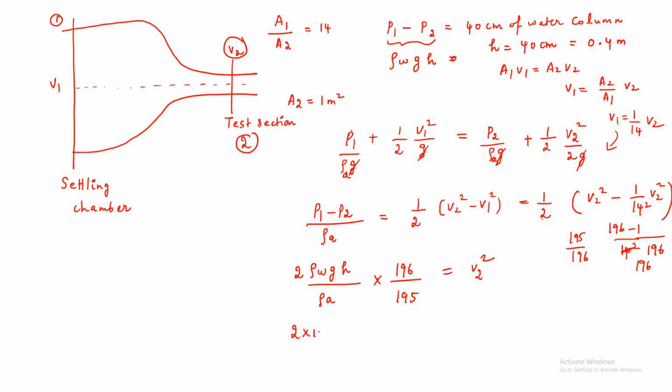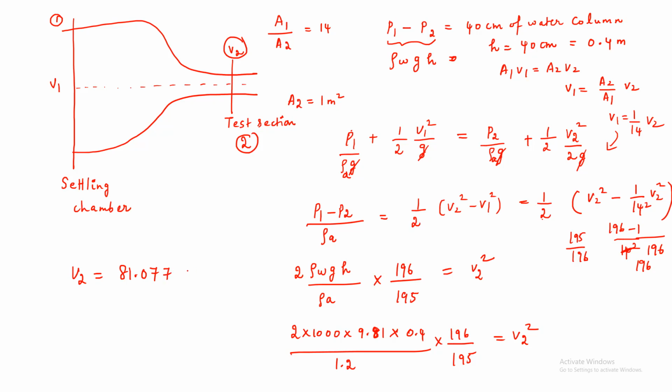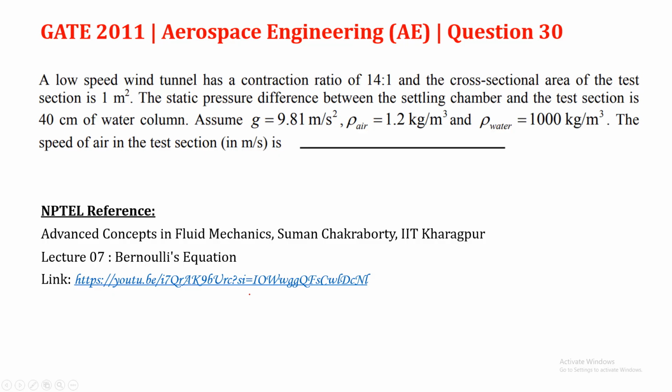If we substitute all these values, the density of water is 1000, g is 9.81 and h is 0.4, and density of air is 1.2, 196 by 195 equals V2 square. If we find this value and take the square root of it, then you will get the value of V2 to be 81.077 meter per second. This is the velocity at the test section. So the velocity at the test section is 81.077, right?